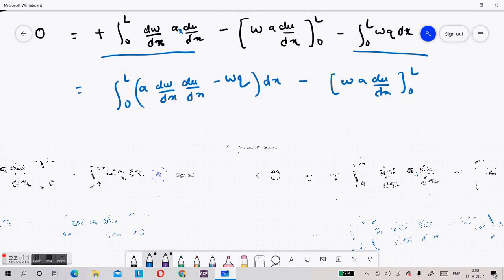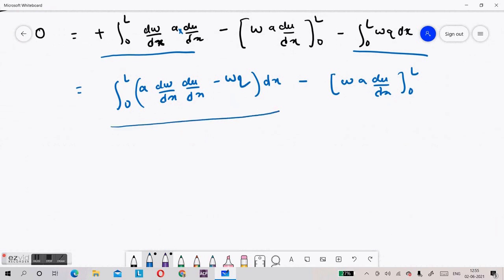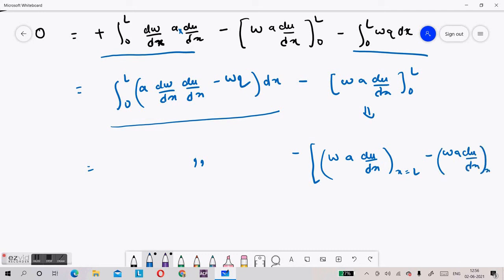Now this term will remain as it is, since the integration has already happened. We have to put in the lower limit and upper limit, so we will look at this term only. So minus w a du by dx at x equals L, minus w a du over dx at x equals 0.